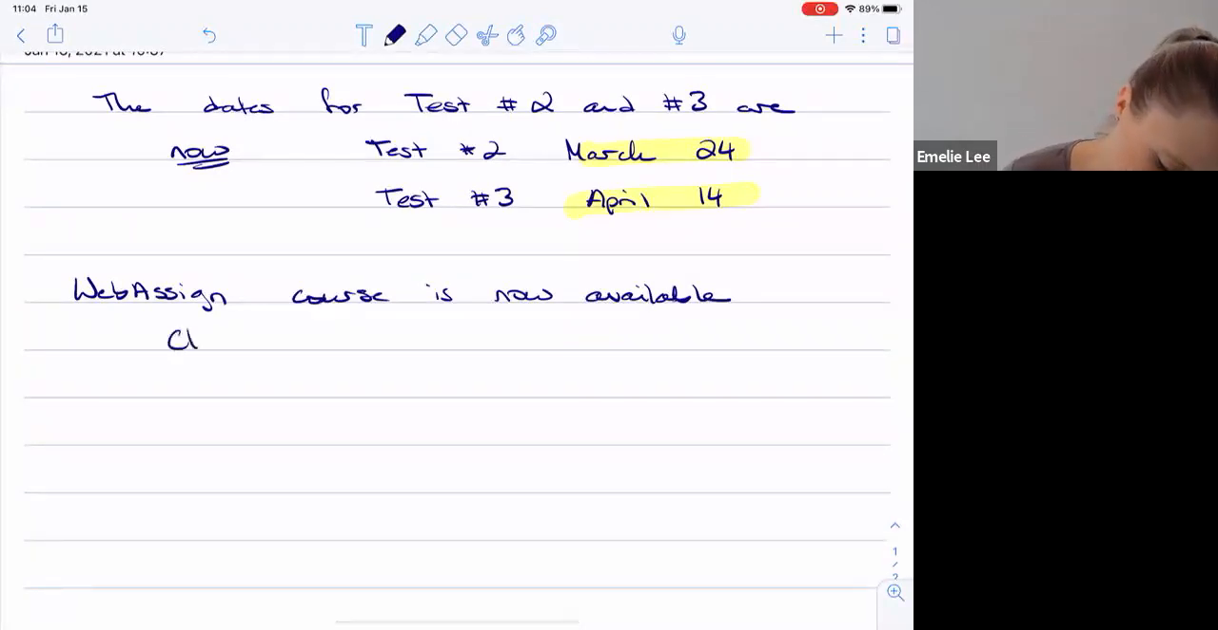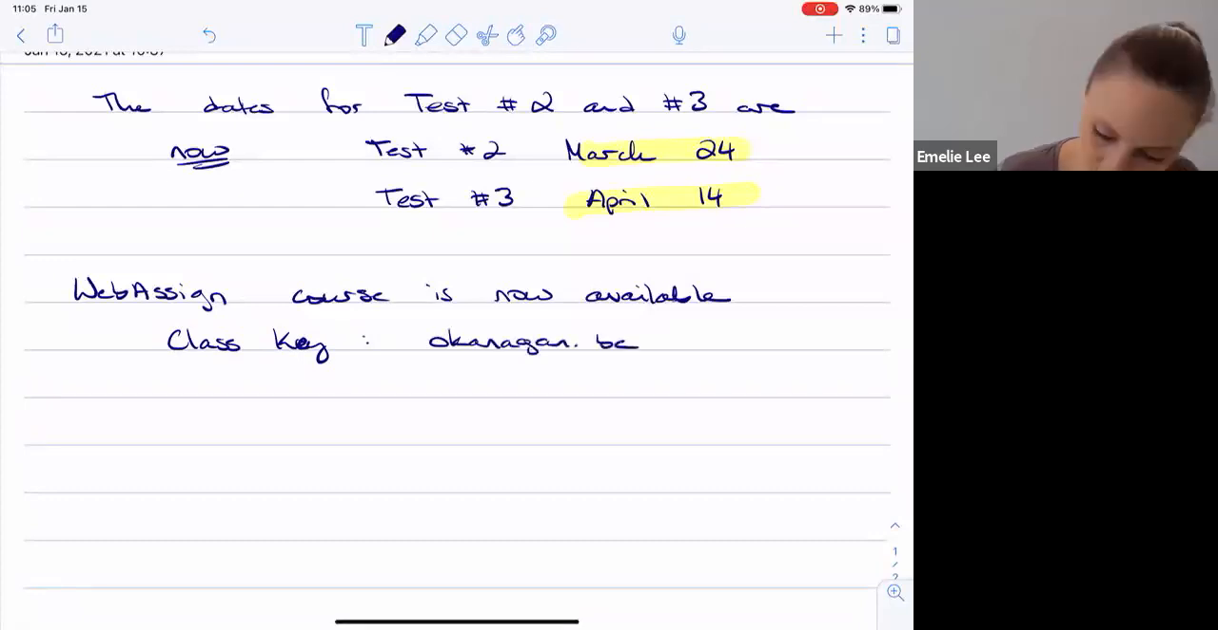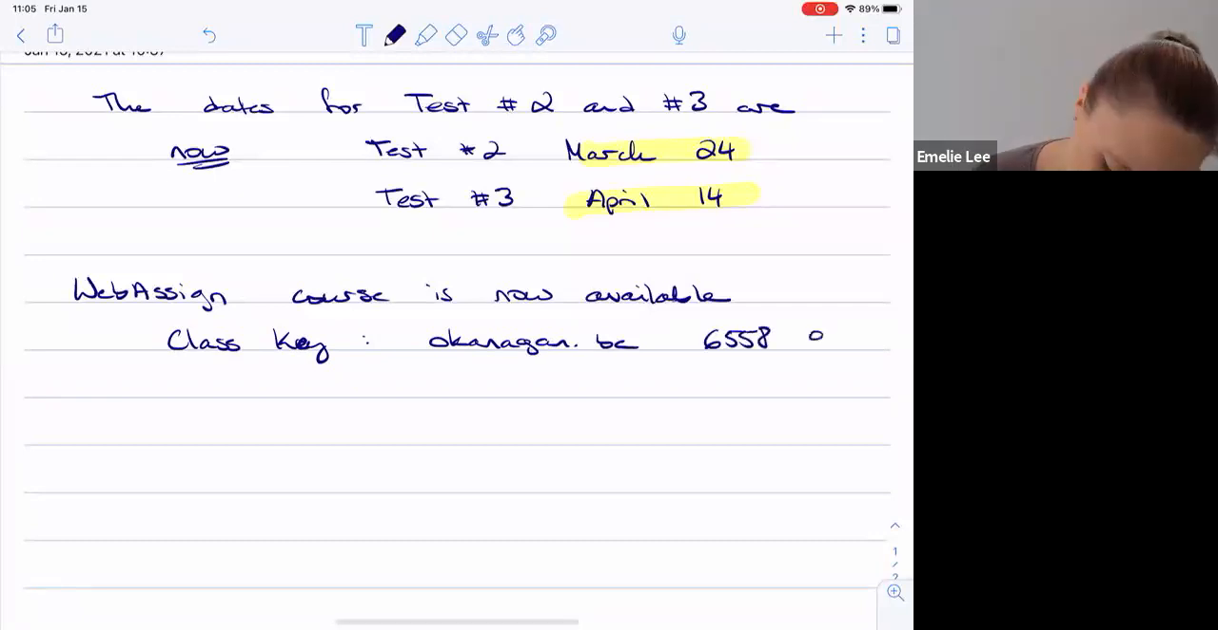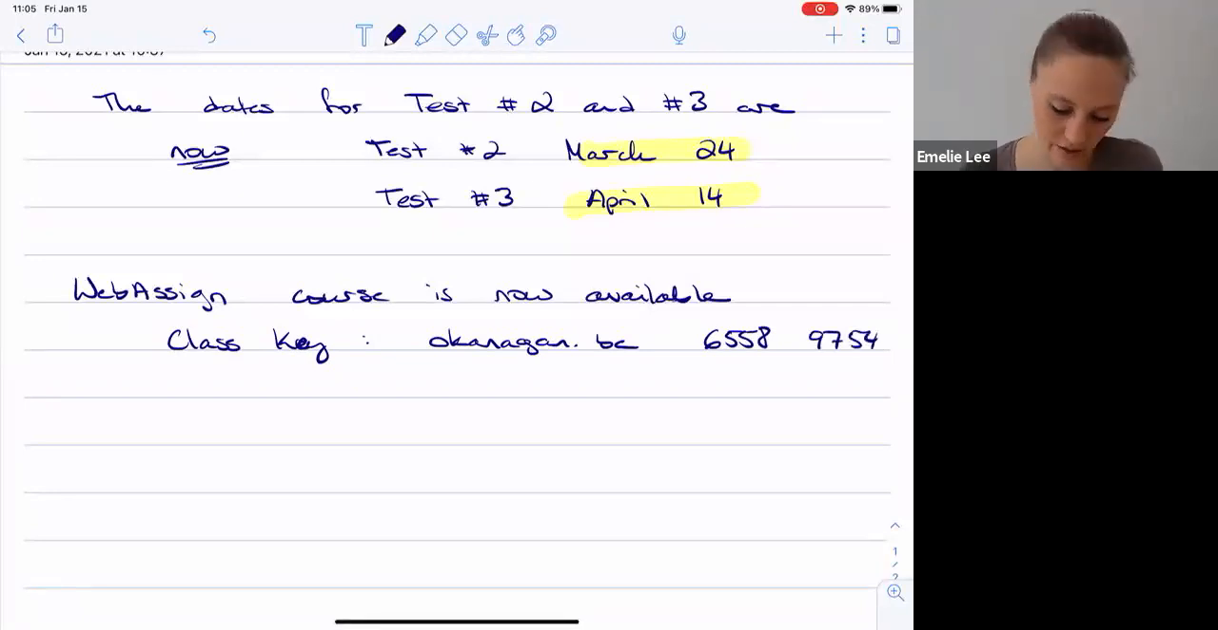And our class key, which is kind of the most important thing, is okanagan.bc followed by 6558 and then 9754. Kind of a weird setup, but that's how they do things.